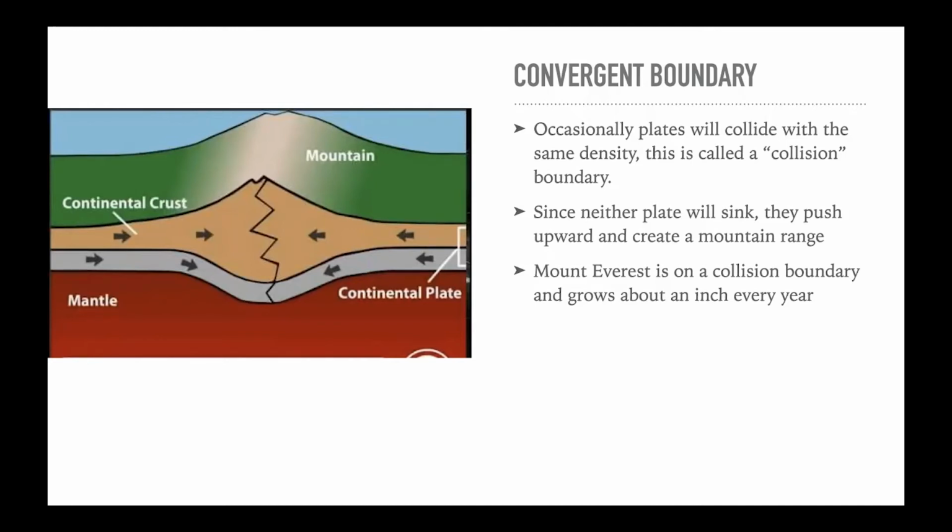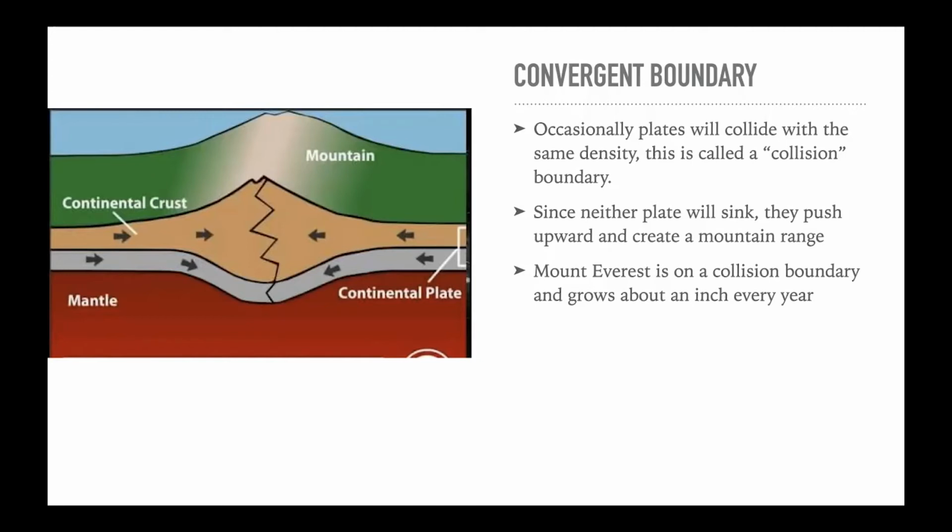This is not common. There's only a couple in the whole world, but the best example of that is Mount Everest. Mount Everest, the tallest mountain on Earth, you probably have heard of it. Mount Everest is on a collision boundary between the Indian plate and the Eurasian plate, and it's literally growing every year. So the two plates keep moving towards each other and smashing into each other. And as a result, Mount Everest grows.